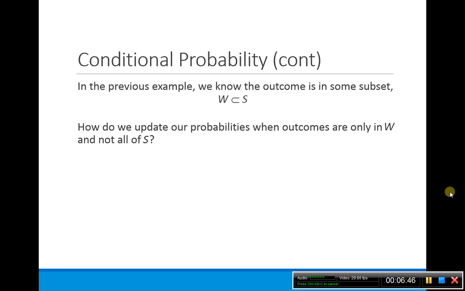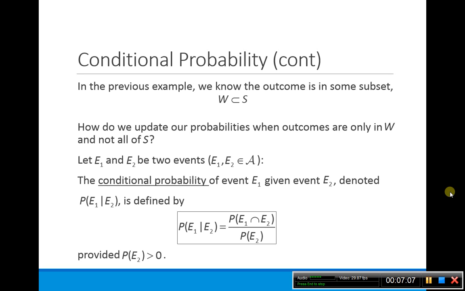So let's see if we can refine this a little bit to give us some idea of what we use in general when we know some information. In the previous example, we knew that we had some subset. So instead of knowing that we had the whole sample space, we knew that we had the odd numbers. So how do we update our probabilities when the outcomes are only in W and not in all of S?